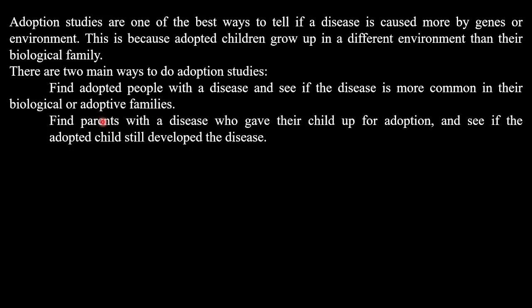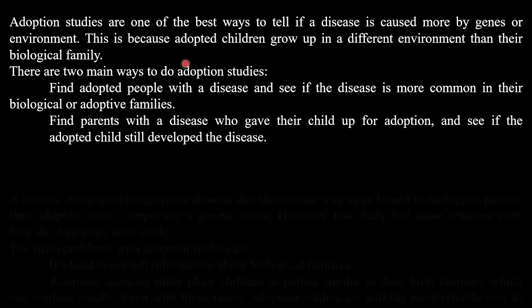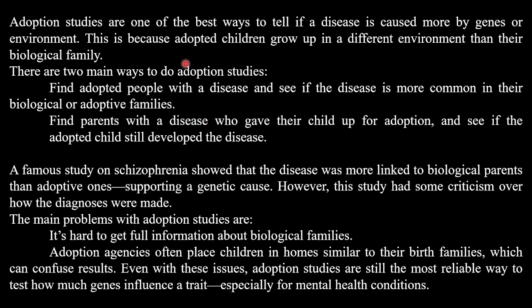The second option could be to find the parent with the disease and see if the child is having the disease. If the child is having the disease and the parent is also having the disease, then it could be genetic. But if not, then the environment is playing the role. So adoption studies are also very useful in studying complex diseases. A famous study on schizophrenia showed that the disease was more linked to biological parents than adoptive ones. It means it is genetic in nature.